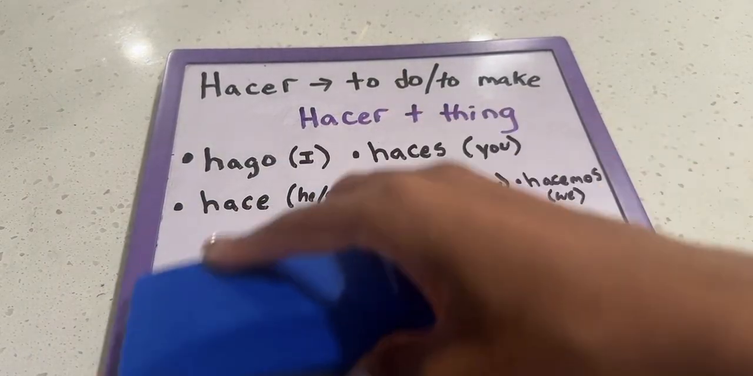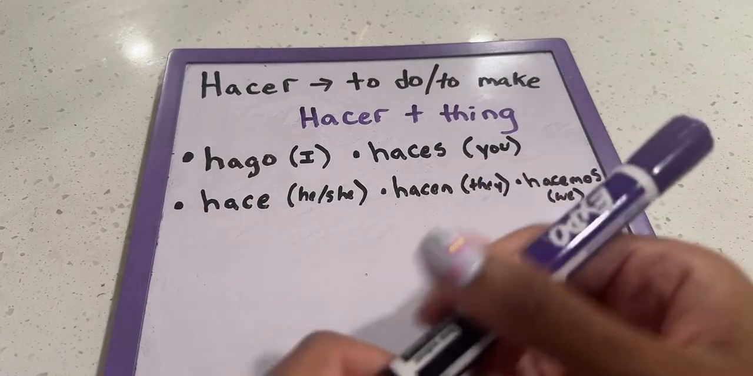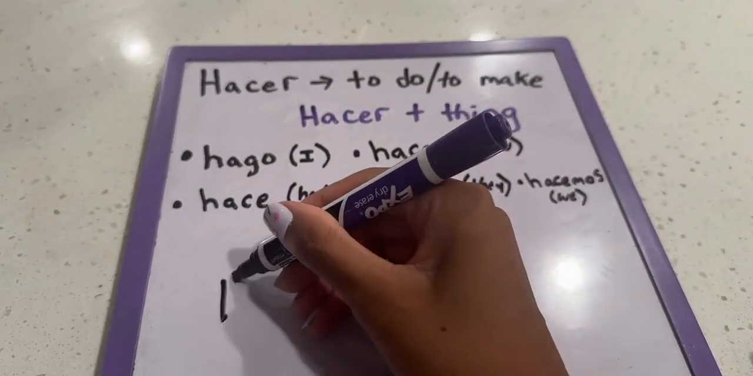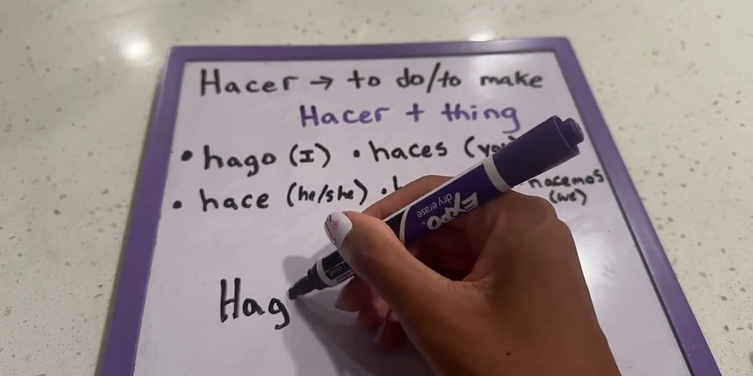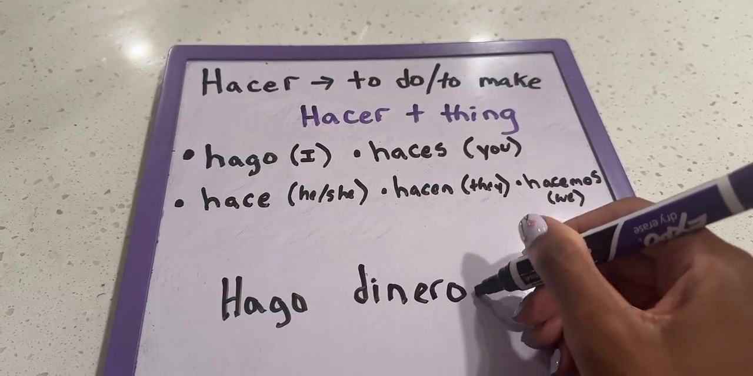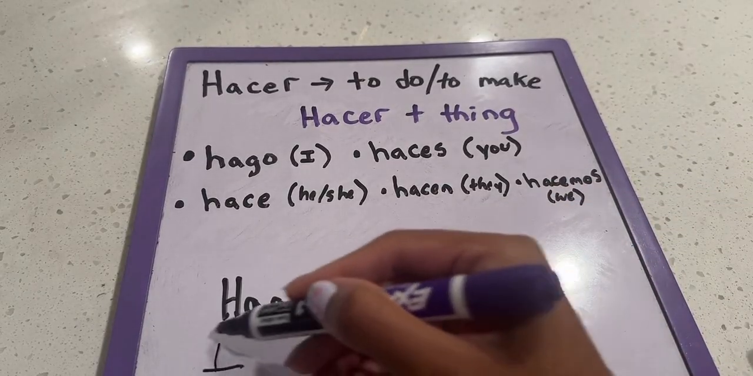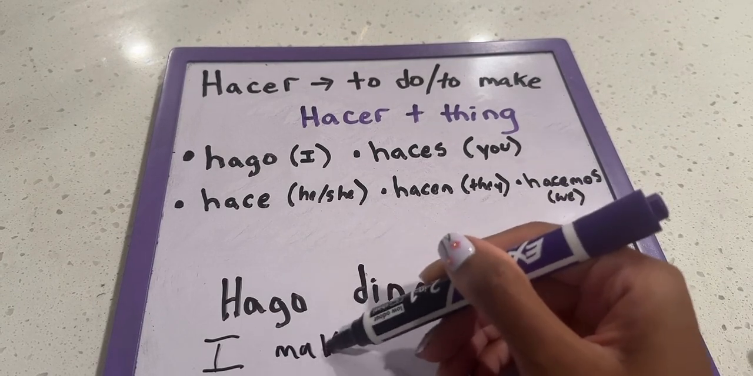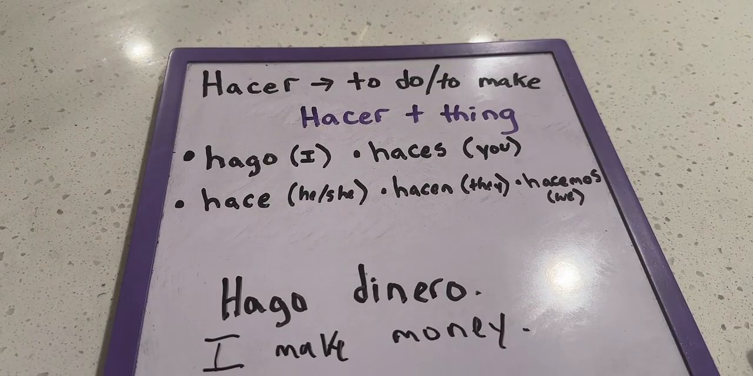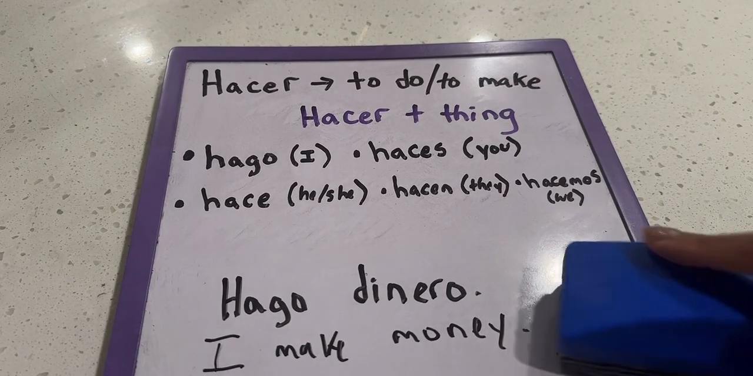Now, let's say something like, I assume everybody has a job on here, so you could say something like, I make money. So we could say, hago dinero, which is, I make money. Yep, I make money. So that is a way that we could do that. That's another way you can say that. Another way to use hago. So we said I work out. We said I make money.